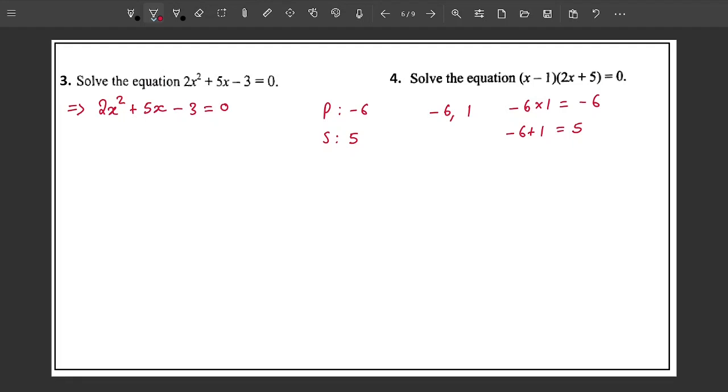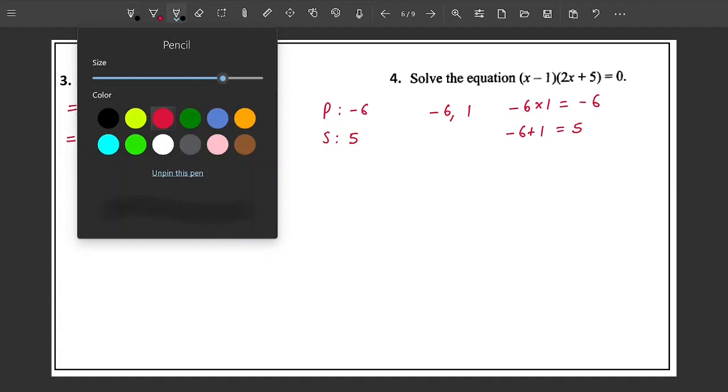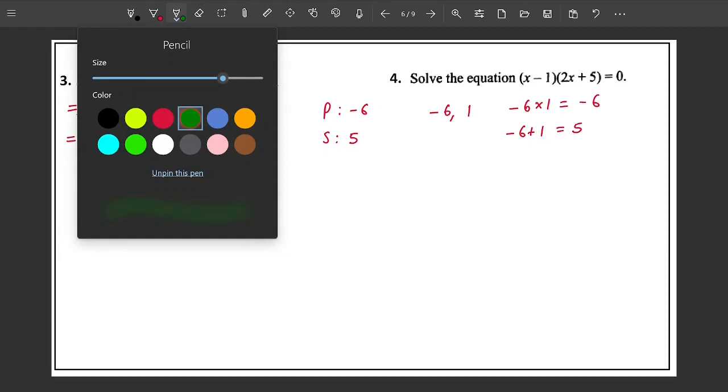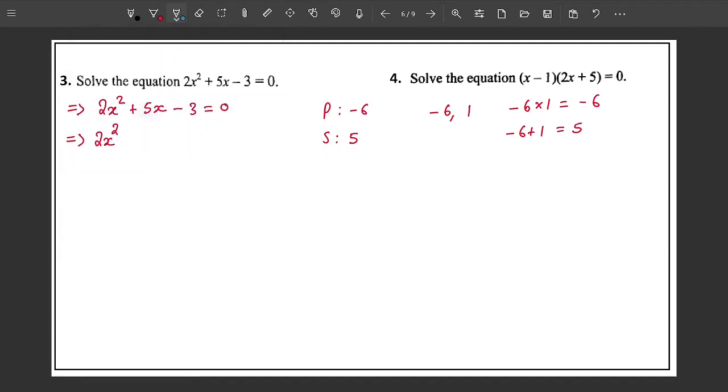Once you find these two numbers, you come to your question. The first term is copied the way it is, 2x to power 2. Then this second term here is going to be replaced. Let me use this highlight. This term here is going to be replaced by this. So this will be replaced by that.